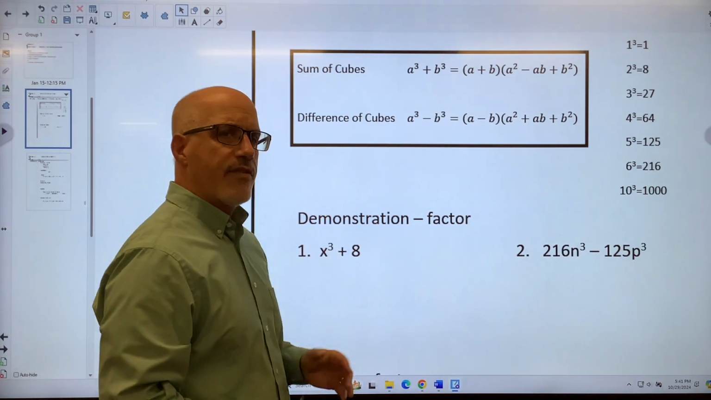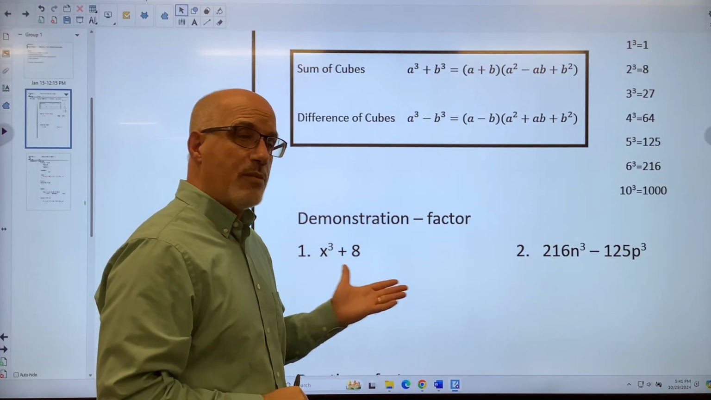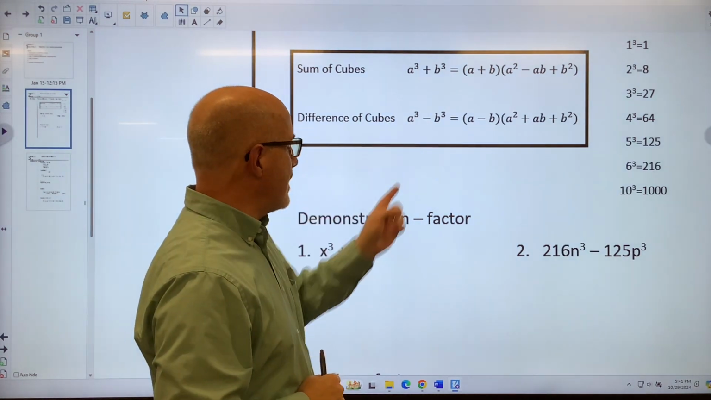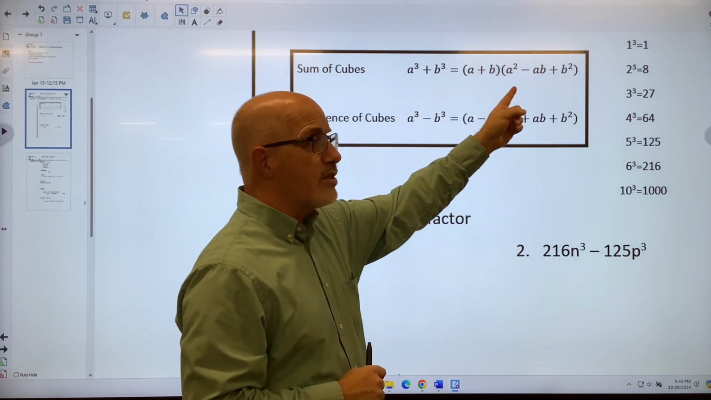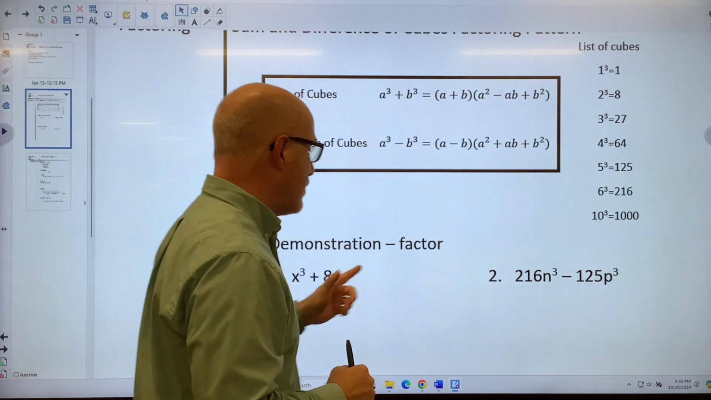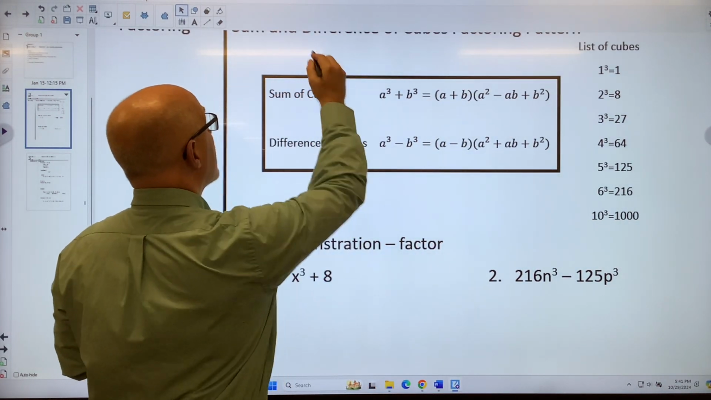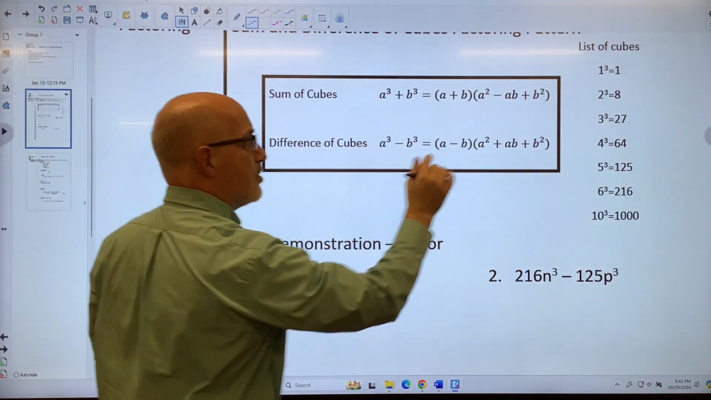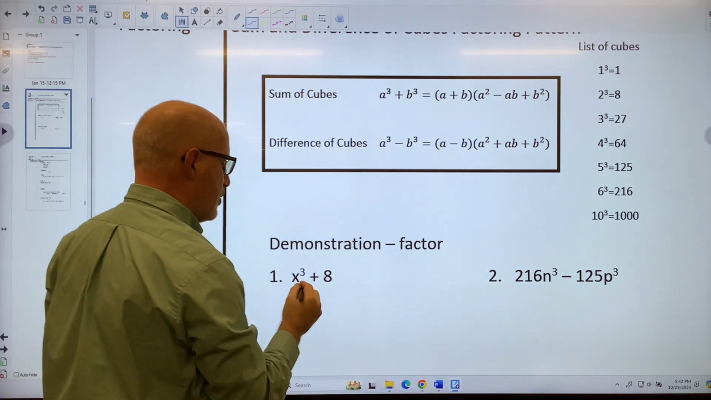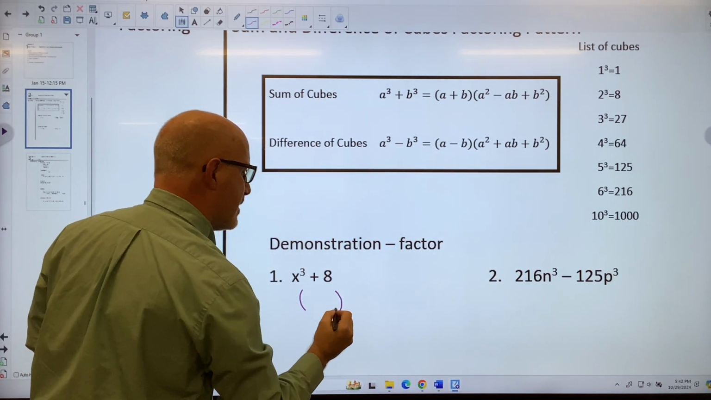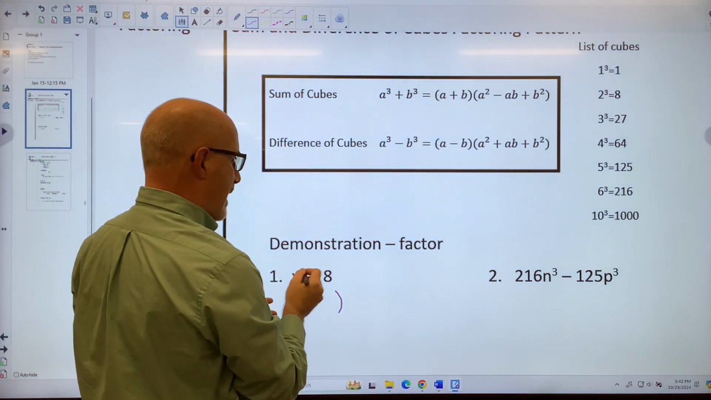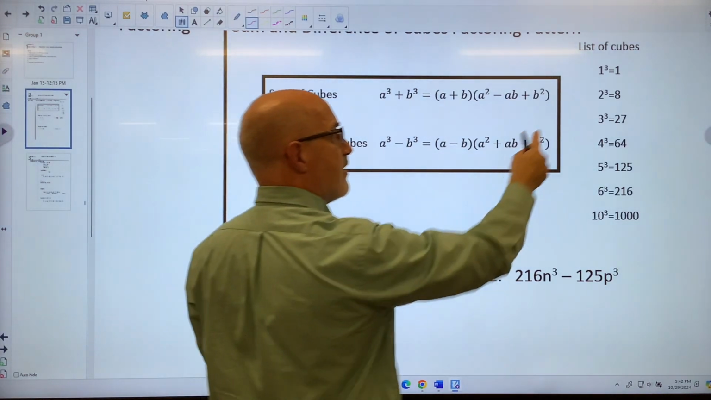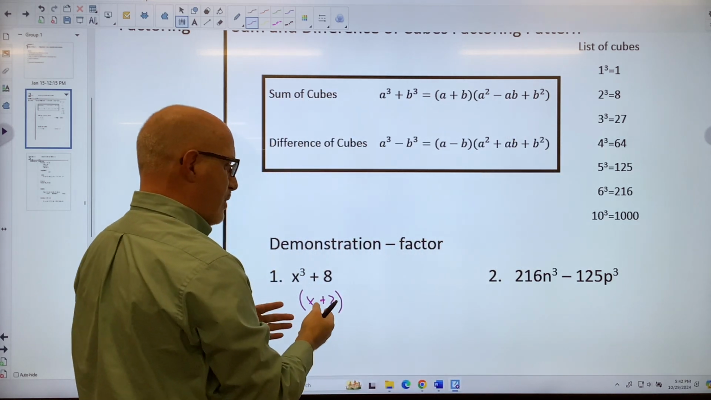If I ask you to factor this binomial, you first of all recognize that there's a cube on it, so we're going to use one of these two, and there's an addition there, so we're going to use this first pattern. Now notice, if this is the case, you want to recognize that this 8 is 2 cubed. So when you factor it, it's going to be x plus 2 to start with, because you take the cubes off of them. So 2, you take that and put it in this pattern.